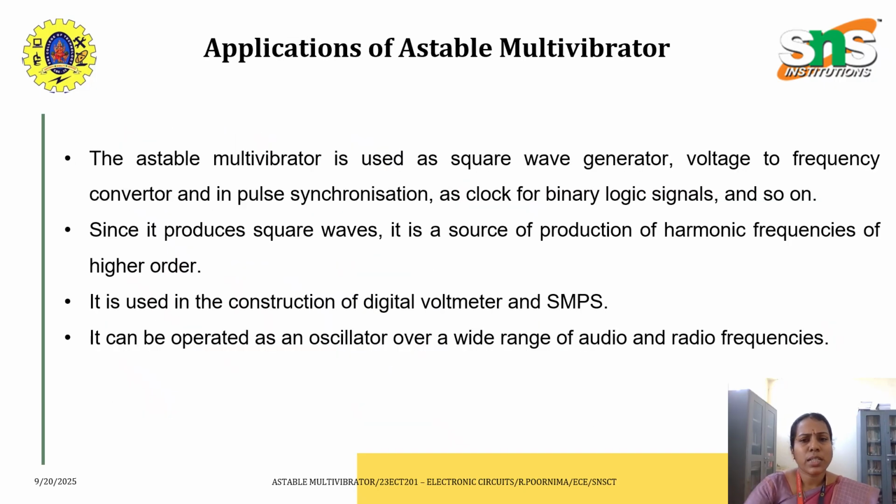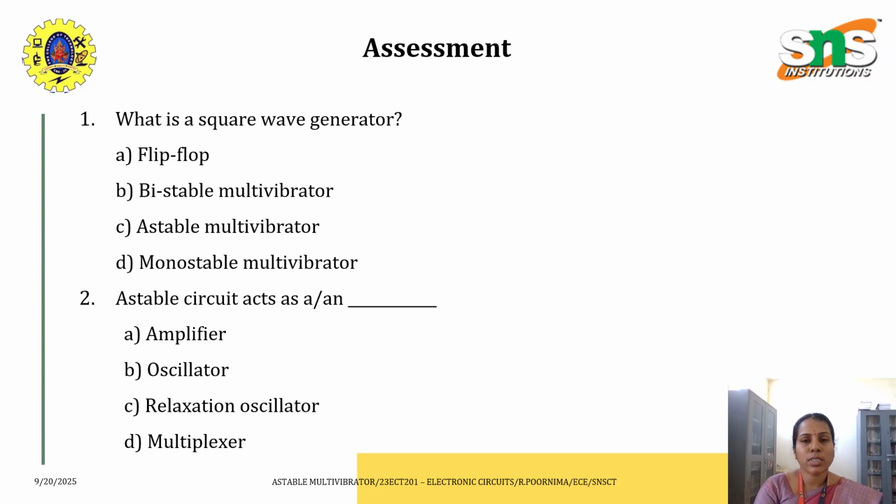Let's see the applications of this astable multivibrator. It is used as a square wave generator and voltage to frequency converter. It is also used for the production of harmonic frequencies of higher order, and for the construction of digital voltmeters and SMPS, and it operates as an oscillator over audio and radio frequencies.